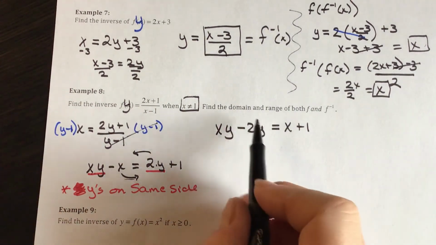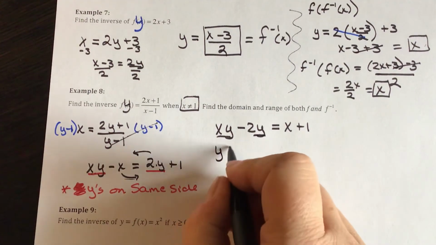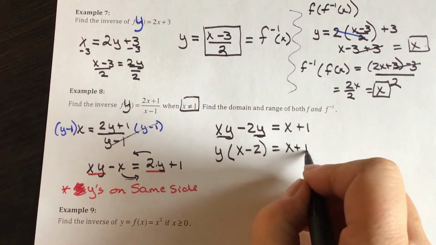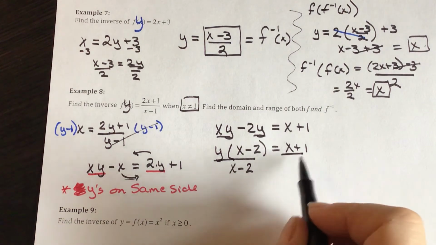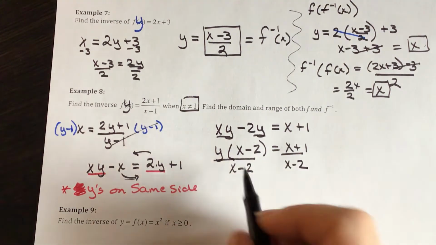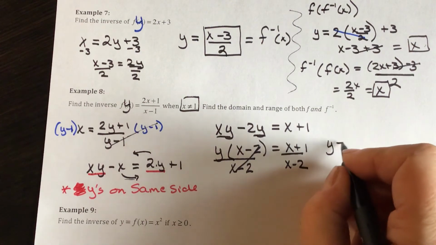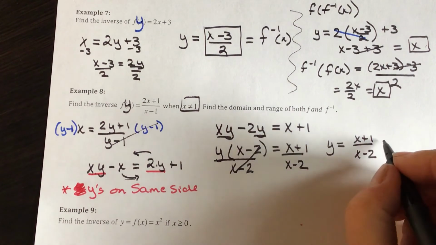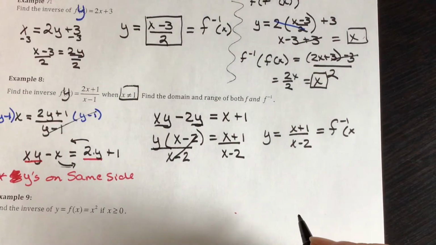Now I notice that both of these terms have a y, so I'm going to factor out the y, and this is x minus 2. Now I'm going to divide both sides by x minus 2 to get y by itself. So that cancels, and I get y equals x plus 1 over x minus 2, and this is the same as the inverse function of x.